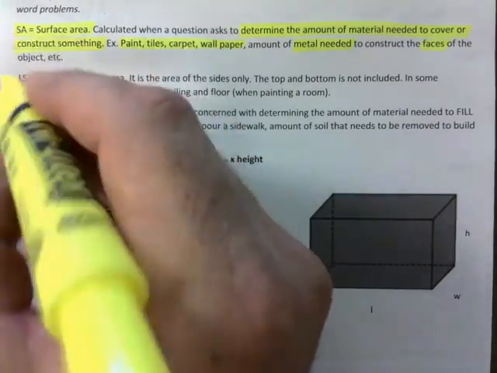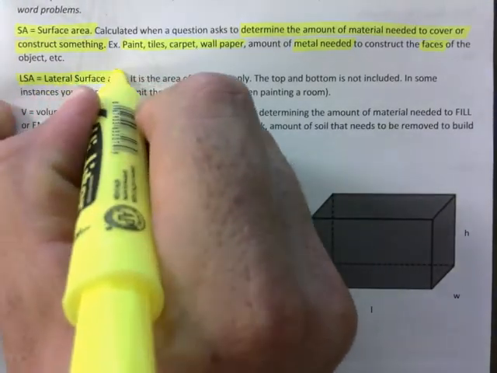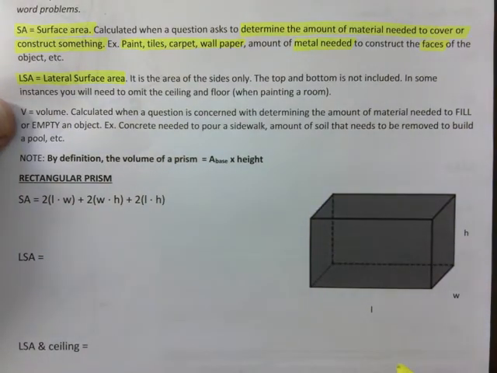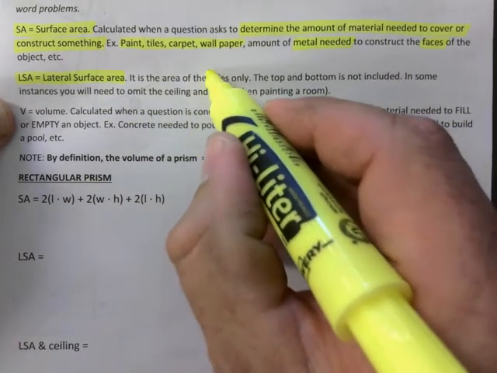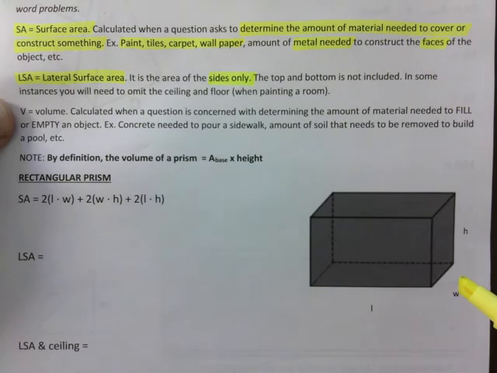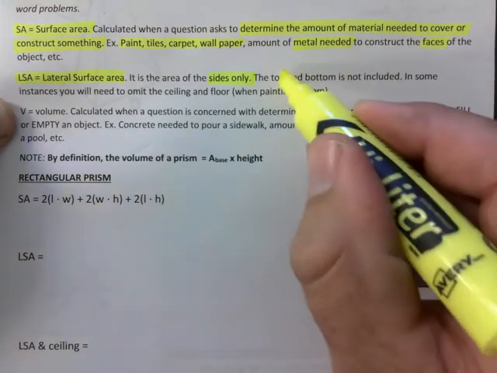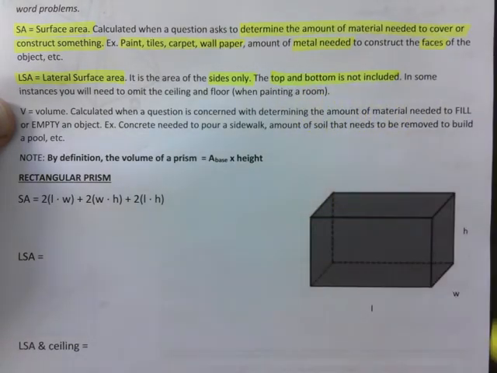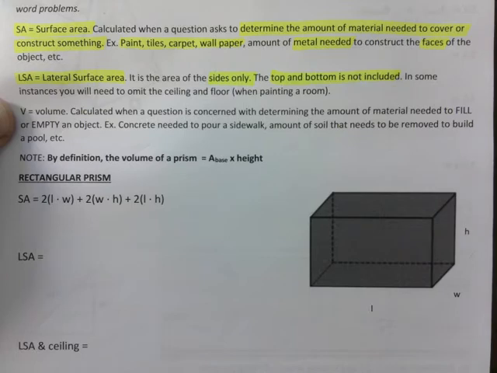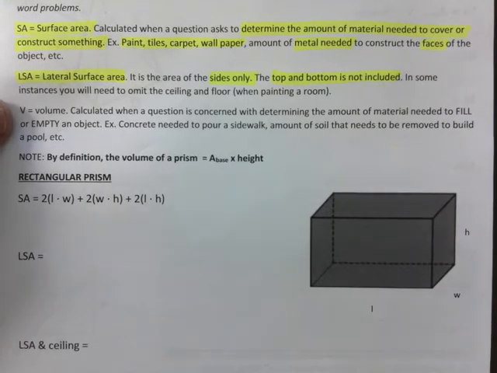Lateral surface area, LSA, is the area of the sides only. Top and bottom are not included. In some instances, you will need to omit the ceiling and floor, especially when you're painting a room. Most of the time, we don't paint the ceiling and we don't paint the floor. So we just look at the lateral surface area.